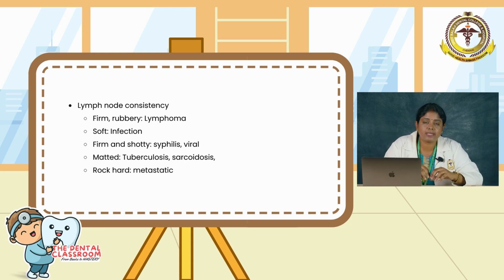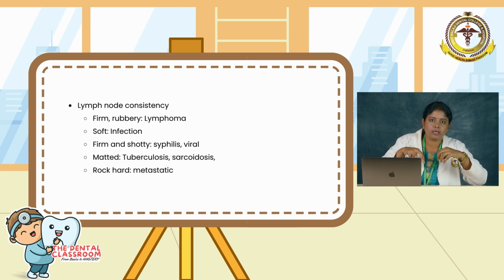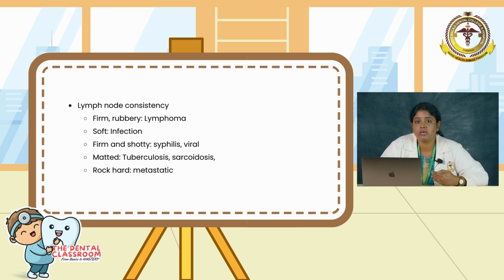Lymph nodes can be matted, in the sense that if there are two swellings and they are just joined here and there, then that is called matted. So if you are able to find a matted kind of consistency, then it denotes a tuberculous lymphadenopathy. And if the lymph node is going to be rock hard, then that is metastatic. That is, it is showing a big alarm that it is a metastatic lymph node enlargement.